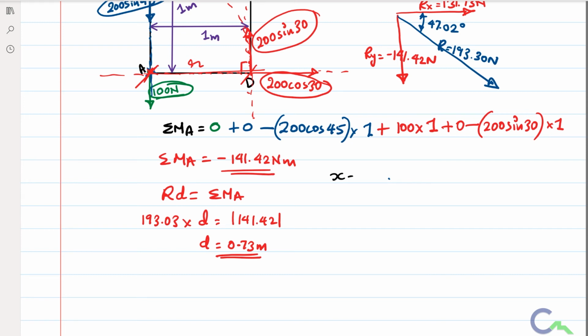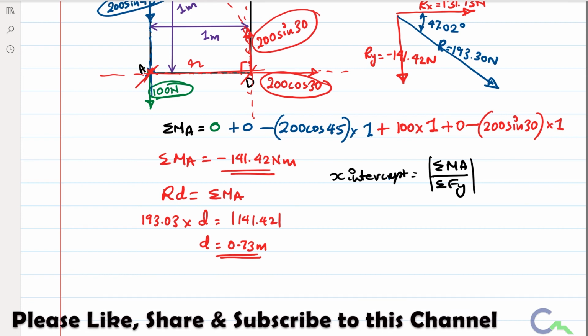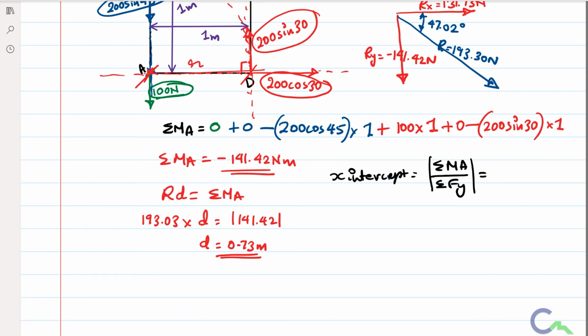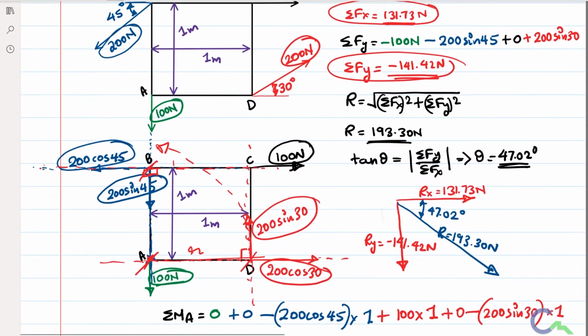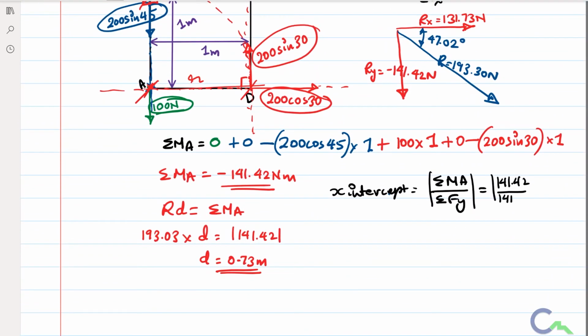After getting D, I have to calculate the x-intercept. X-intercept, we have the formula sigma MA divided by sigma Fy, that is summation of moment about A divided by summation of all the vertical forces. So if I substitute that, mod of 141.42 divided by summation of vertical forces, we got again 141.42. So we'll get x-intercept as 1 meter.